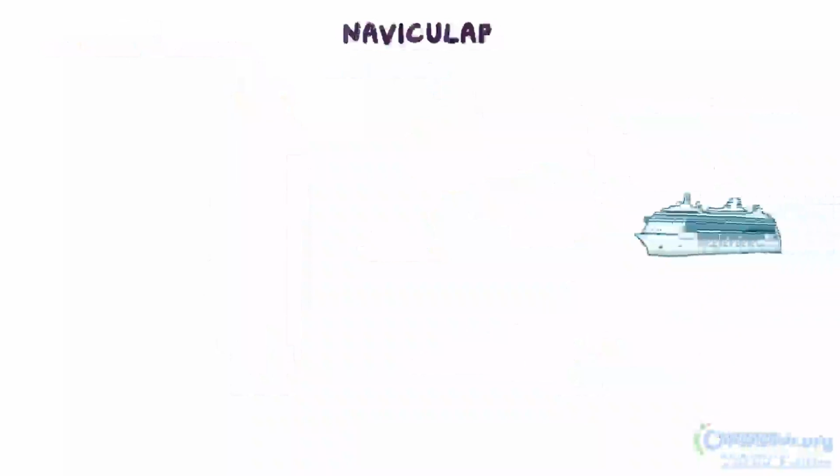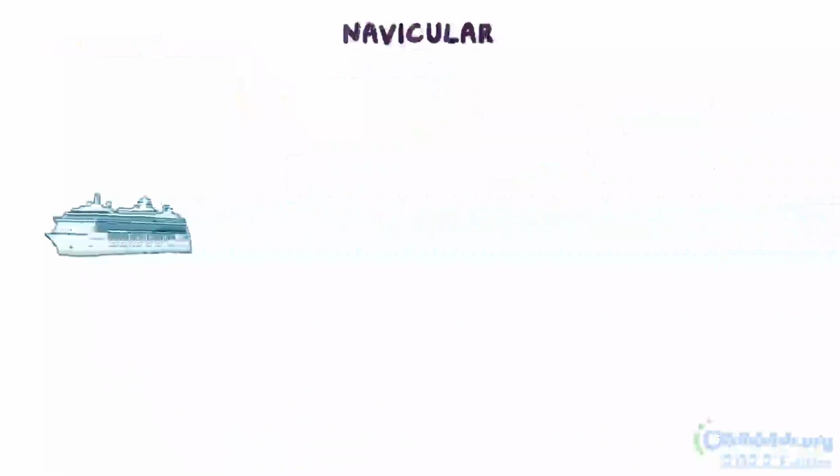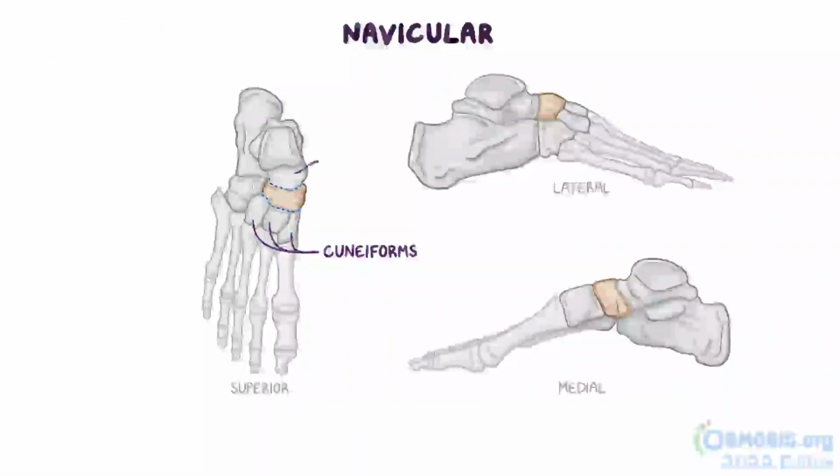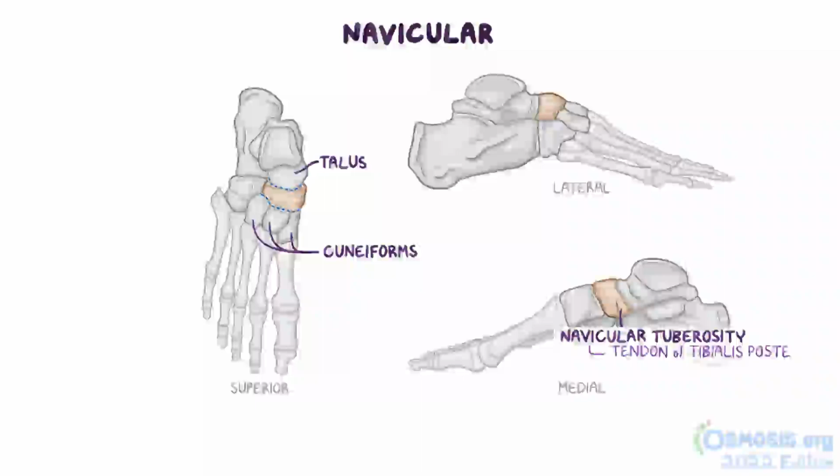Third, the navicular is a flattened, boat-shaped bone which articulates anteriorly with the three cuneiforms, and posteriorly with the head of the talus. Something to know is that its medial surface projects inferiorly to form the navicular tuberosity, which is where most of the tendon of the tibialis posterior muscle attaches.